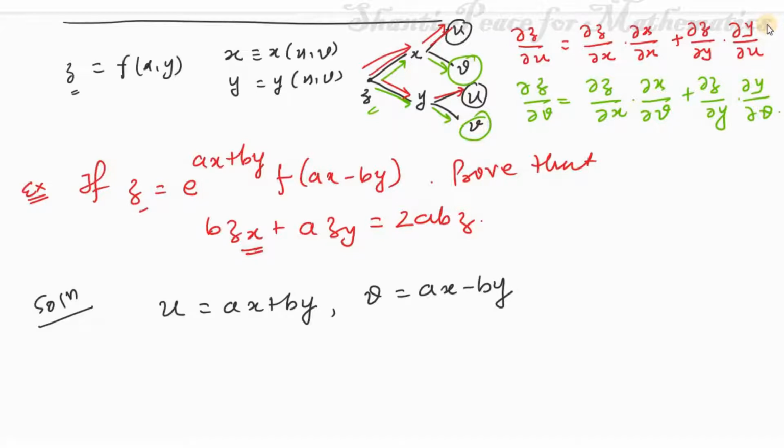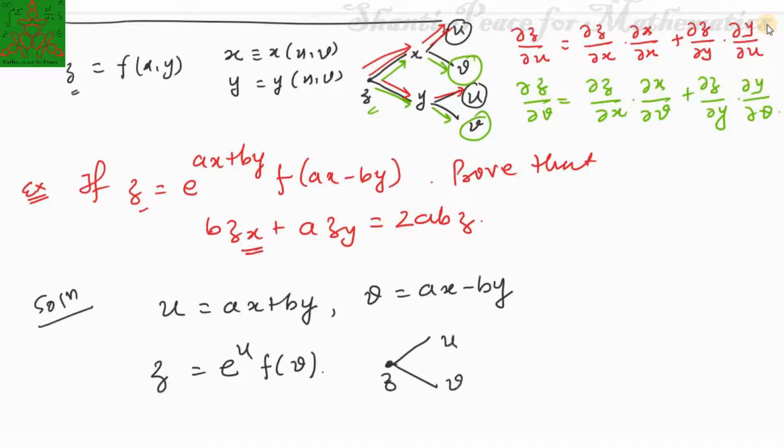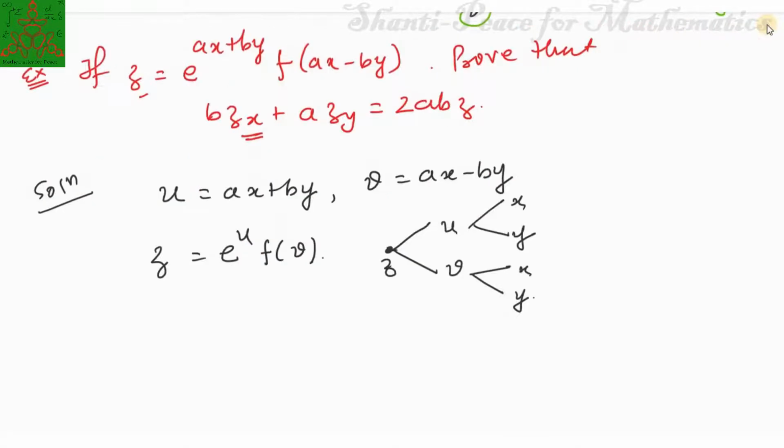Now what is the situation you will have? Your z is nothing but e power u f of v. So you will have z as a function of two variables u and v, and u and v are functions of two variables x and y. That is the situation here. So the partial derivative of z with respect to x is via two paths. One is this path and this path, the another one is this one and this one, because x is at two places.